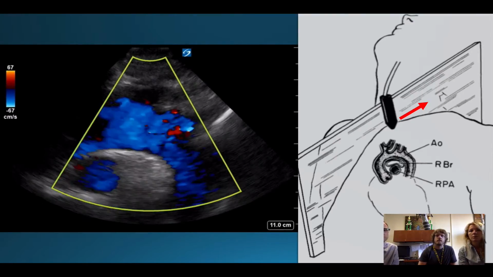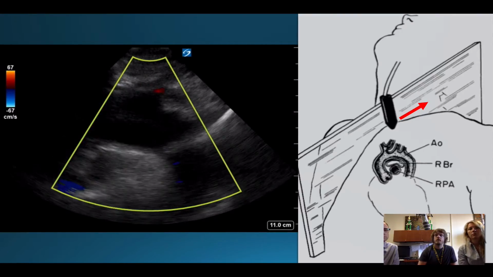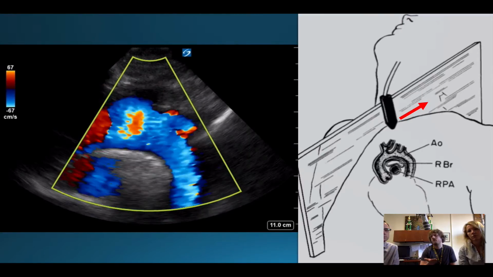We then put color flow just again to kind of confirm that this is the aorta. We're not seeing a really large filling defect, but you don't necessarily have to, since it's just a small intimal flap.